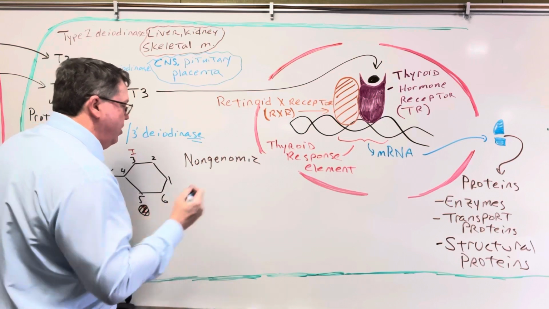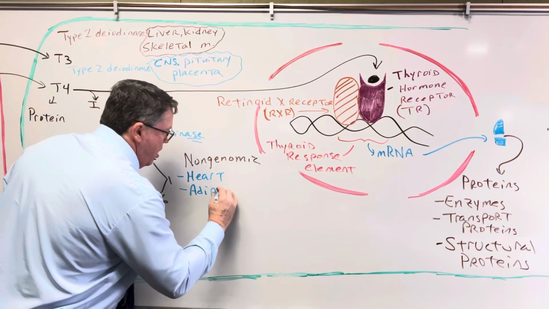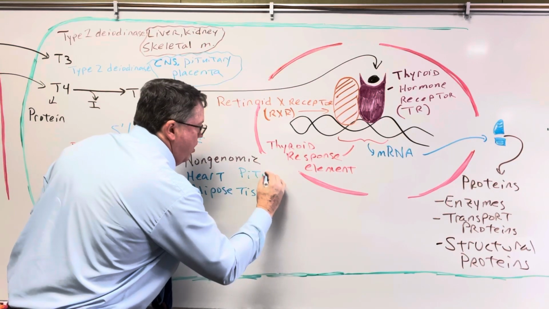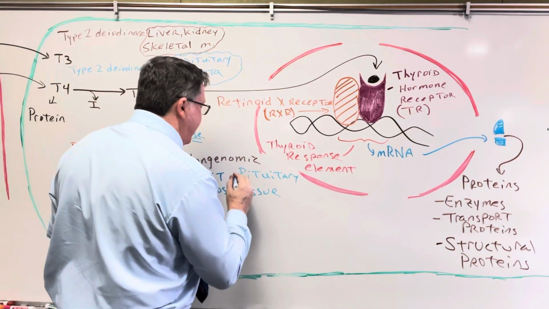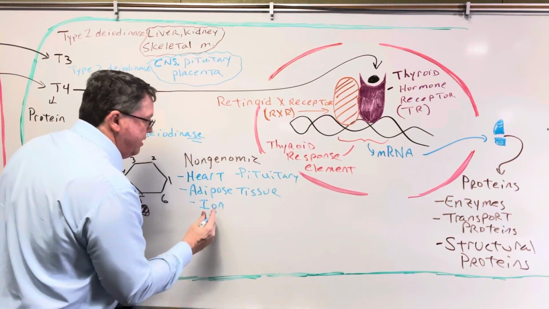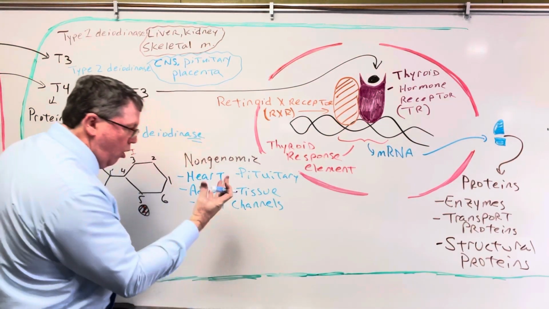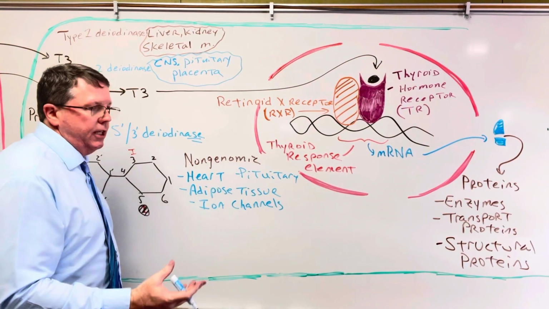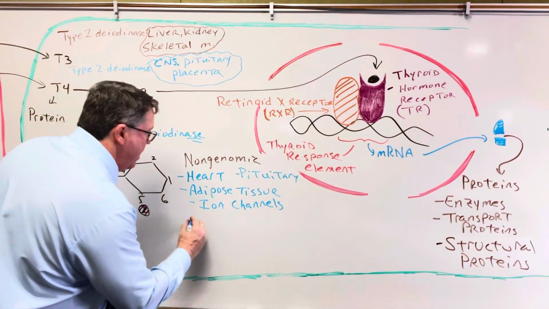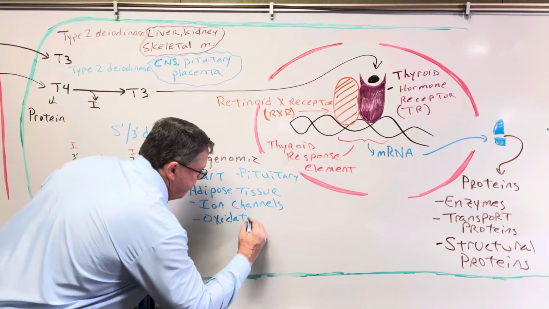So when we have cells such as heart cells, we have adipose tissue, or even in the pituitary gland, what this will do is actually play a role in the cytoplasm or on the cell membrane. So one of the things that it's going to do is it's going to increase how sensitive ion channels are. And it's going to start allowing more sodium to come into the cell. And when more sodium comes into the cell, the sodium potassium pump, or the sodium potassium ATPase, has to pump that out, right? The other thing it's going to do is it's going to play a role in oxidative phosphorylation.